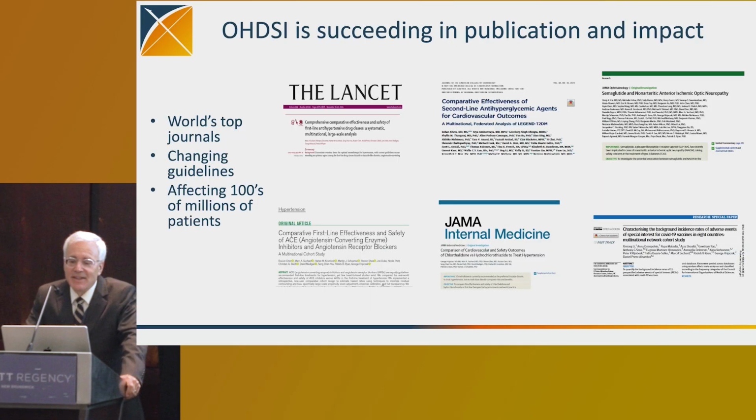So OHDSI is succeeding in publication and impact. We're now publishing in the world's top journals, Lancet, BMJ, JAMA. We're changing guidelines. The European hypertension guideline was altered by our evidence specifically. And we're affecting hundreds of millions of patients. The hypertension guideline is one example. Another is COVID-19 AstraZeneca vaccine got turned on by our data in 2021.